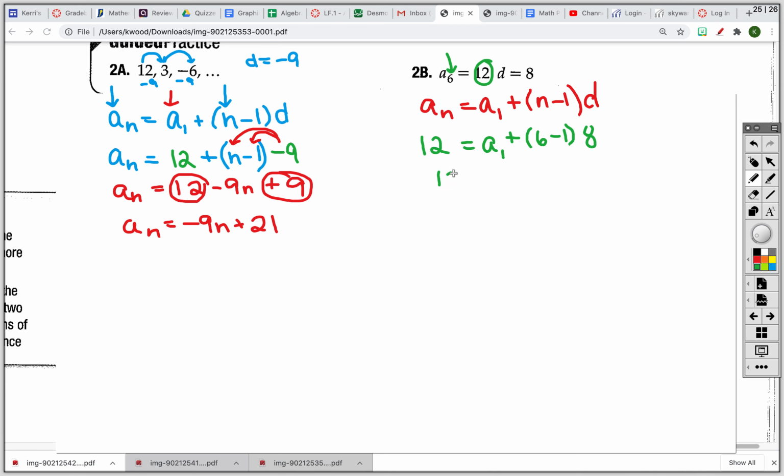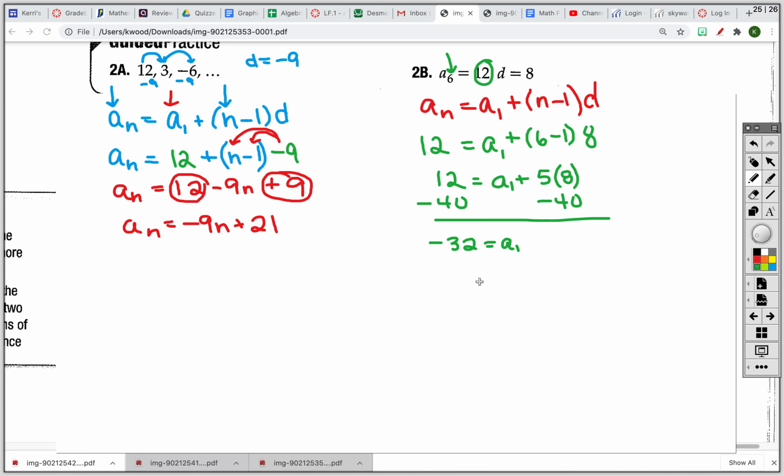I simply solve. Six minus 1 is 5. 5 times 8 is 40. Subtract 40 from both sides. Negative 32 is my first term. But that's not what the question was asking. The question was asking for the equation.